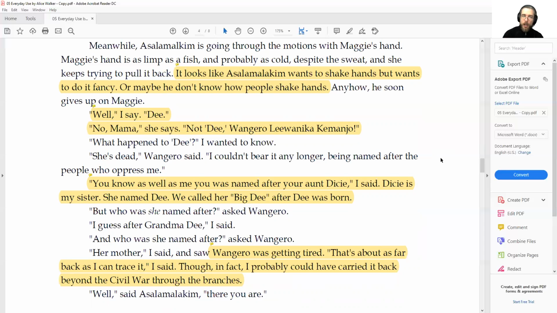Dee is then greeted by her mother. Her mother says, well, I say, Dee, no, mama, she says, not Dee. Wangaro Liwanika Kamanjo. So she's taken on a new name. She's embraced a new heritage. She says, this name is what I want to be known by. Not your name, not the name that was given to me by my parents and that I inherited from Grandma Dee and her mother, who was also named Dee. No, I want to take a new name from a culture that I want to say is mine. But we know that's not really her heritage.